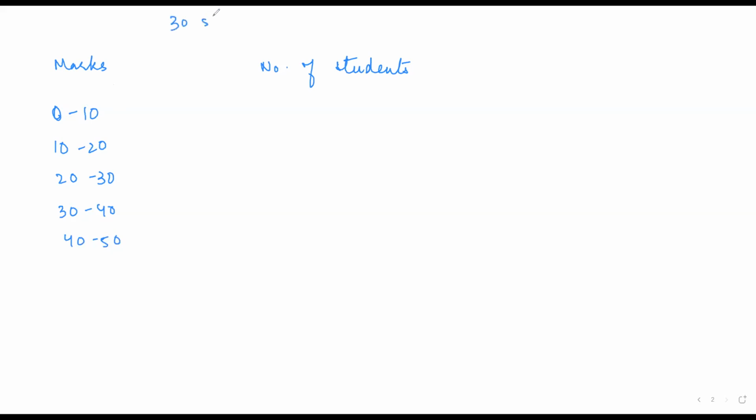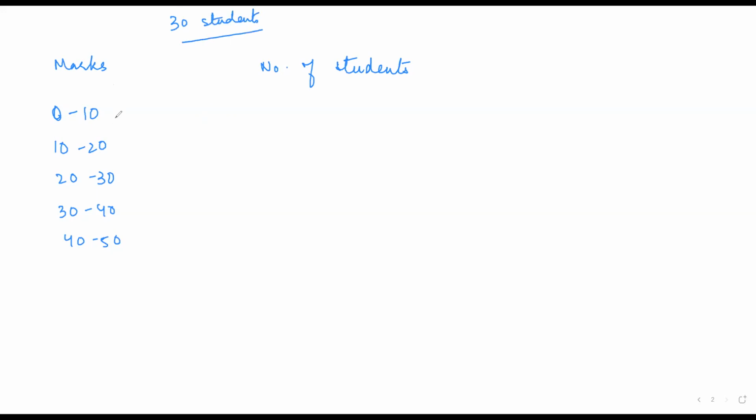Okay, if I have something like this, I'm not doing the tally, I'm just giving you a direct table. For example, these are marks of some students, and these are the number of students. So it's given like that: 0 to 10, 10 to 20, 20 to 30, 30 to 40, 40 to 50. So, for example, there are 30 students in the class. Just try to understand. Don't write right now.